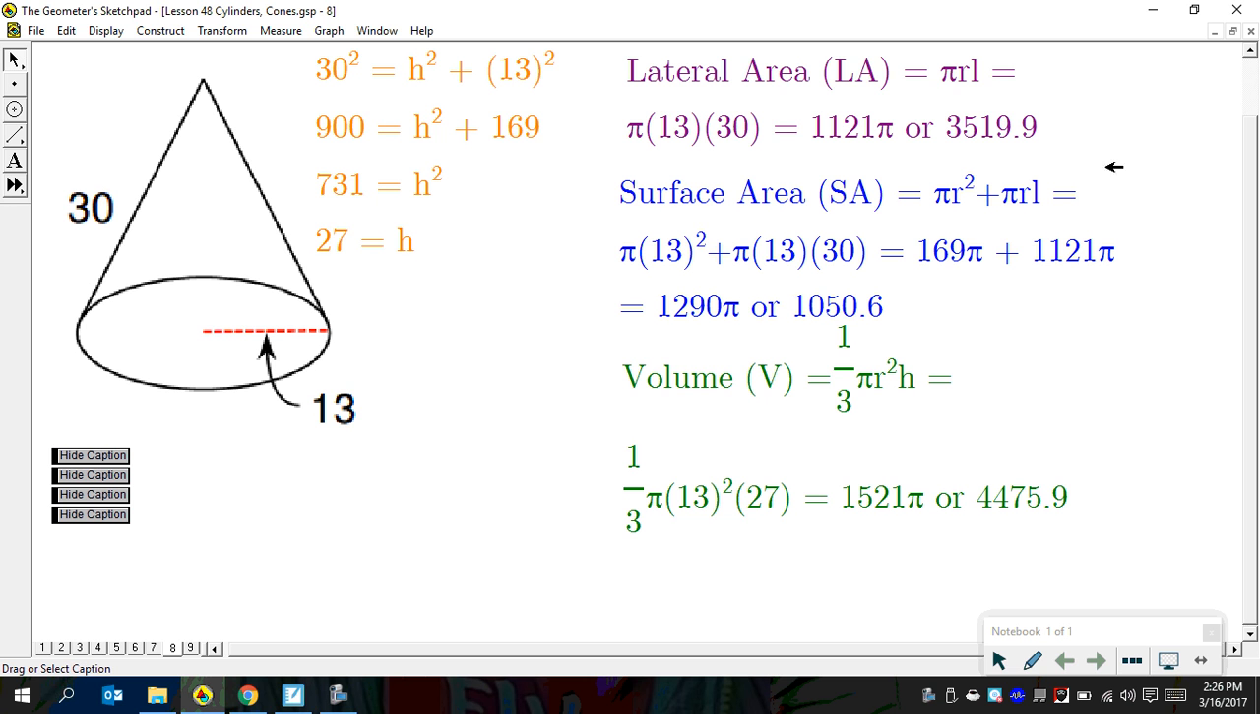We'll plug in 13 every place we see R. We'll plug in 30 every place we see L, the slant height. And we plug in 27, that dimension we found for H, everywhere we see H, which is only in the volume formula. And these are the values we get.